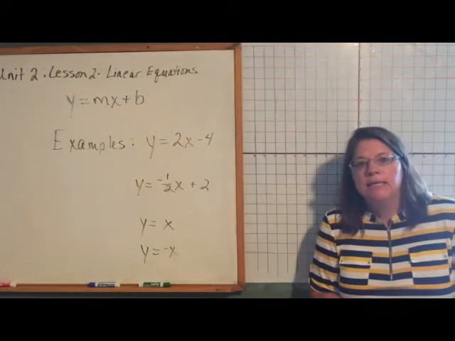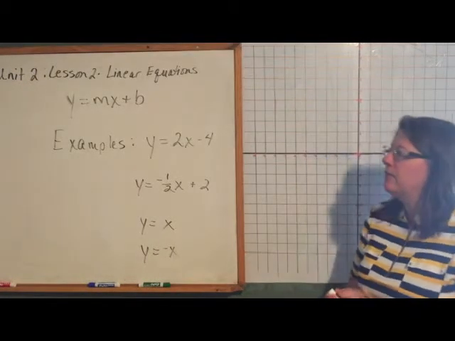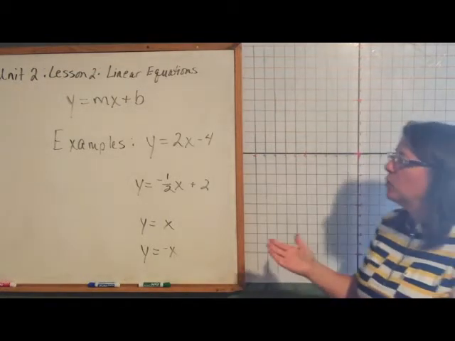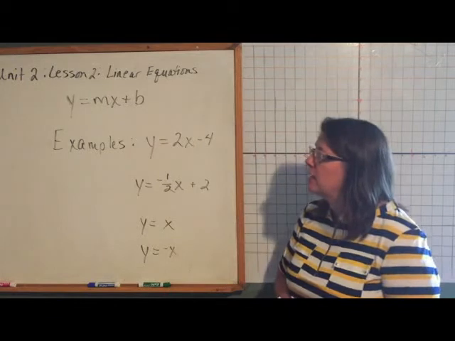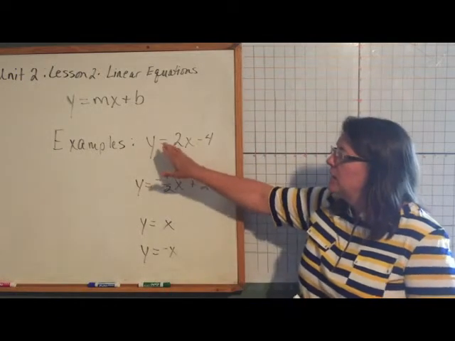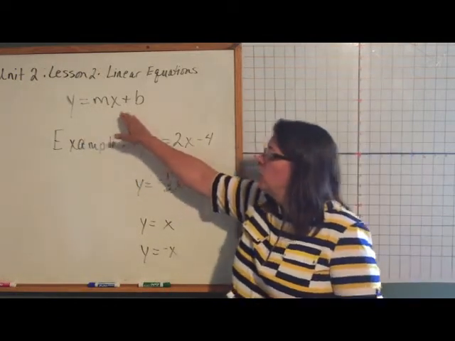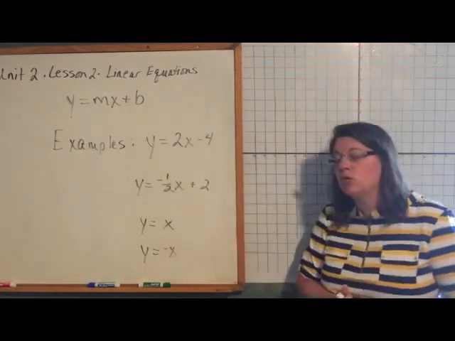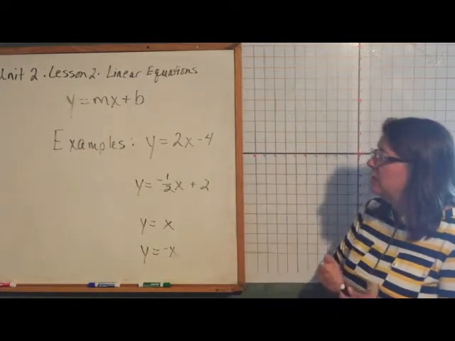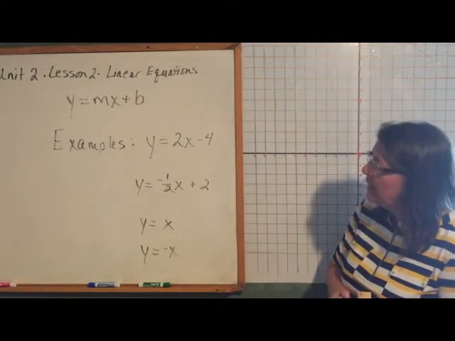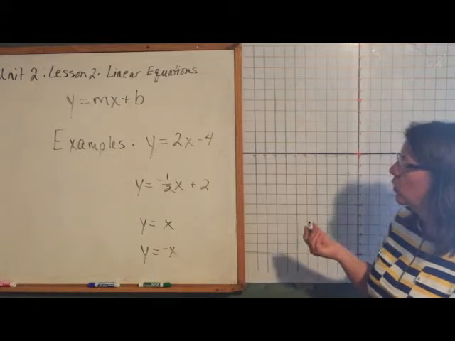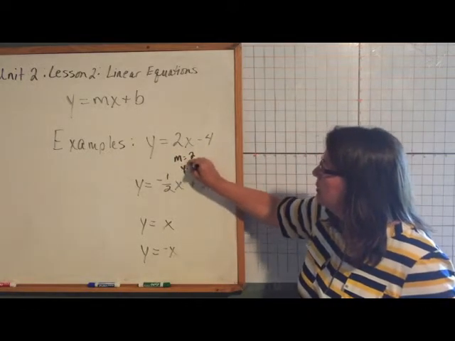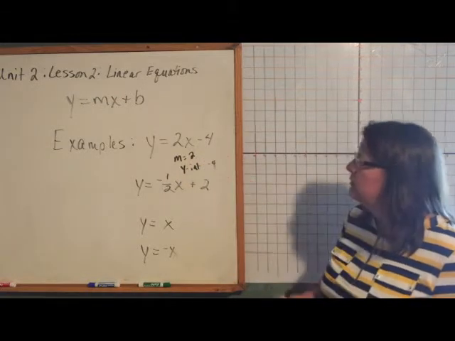In this segment, we're going to talk about how to graph equations that are written in slope-intercept form. And remember, we said slope-intercept form was y equals mx plus b. So if you have something in that form, the number in front of x is your slope and the b value is your y-intercept. Looking at this first example, if I have y equals 2x minus 4, my slope is 2 and my y-intercept is negative 4.